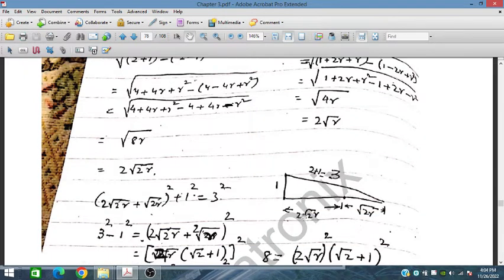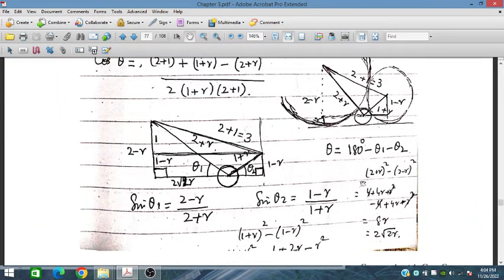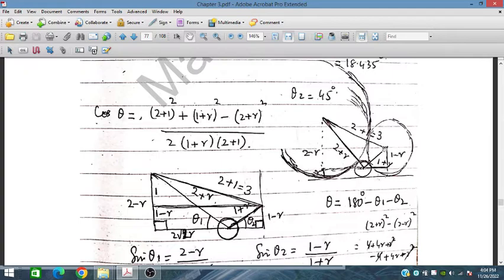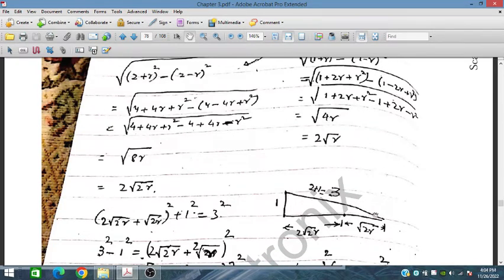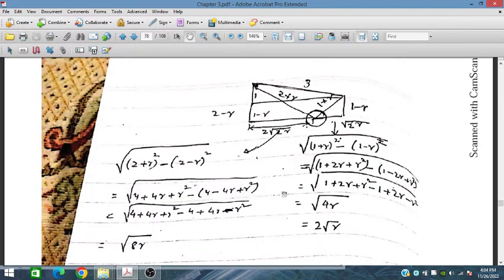So this 2 plus 2, this square, and the length is 3. So we have this triangle from the above one. This becomes 2 plus 1, 3. This is under root 2. This is 2 under root 2r. This is length 1. This is length 1. Okay.